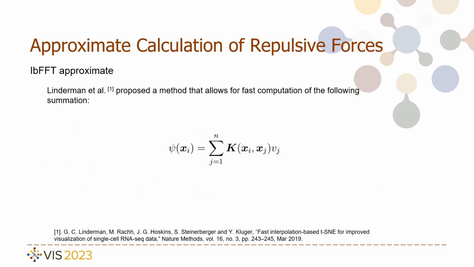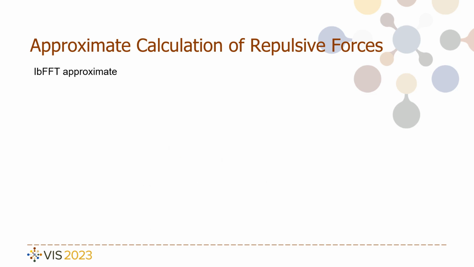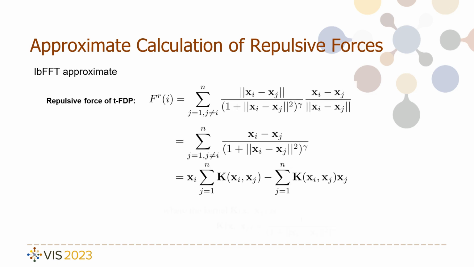To accelerate the computation of our model, we introduced an FFT-based algorithm, which is called IBFFT and was originally designed for accelerating t-SNE using fast computation of the following kernel summation, and the time complexity is close to O(n). Our method can be written in a similar form of the above kernel summation, so it can be accelerated by IBFFT and only takes O(n) time complexity.